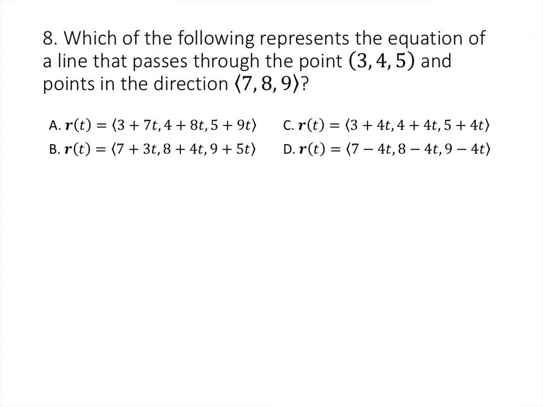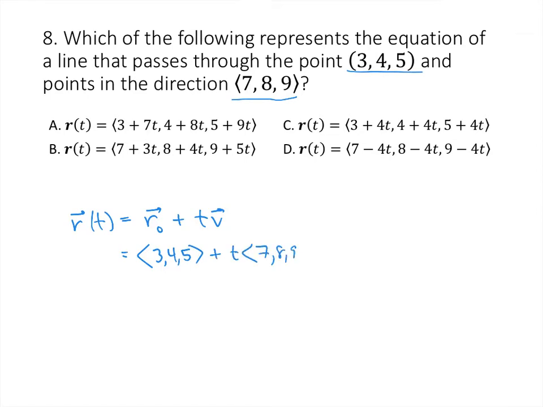Now for this one, we have 4 different representations of vector-valued functions that represent lines, and we want to know which one passes through the point 3, 4, 5 and points in the direction 7, 8, 9. So the way that we do this is when we have a line, r of t is going to be the initial vector r0 plus t times v, where v is the direction vector. So r0 is the initial point that they give us, 3, 4, 5, and then v is the direction vector, 7, 8, 9. And when we put that all together, we get 3 plus 7t, 4 plus 8t, and then 5 plus 9t, and that's option A.